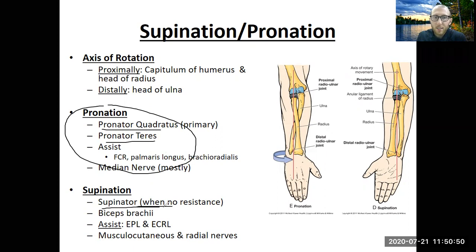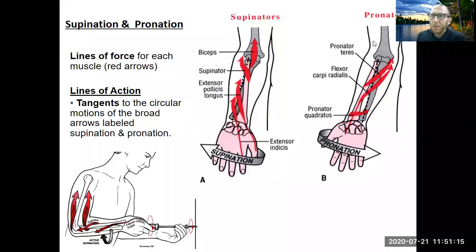So we said the supinator was the main supinator, but when you have resistance, it's mainly that biceps brachii with some assistance from these other ones down there. And if we think of something like using a screwdriver, turning the doorknob on a door, that's some supination, pronation, supination, pronation, back and forth and back and forth and back and forth.